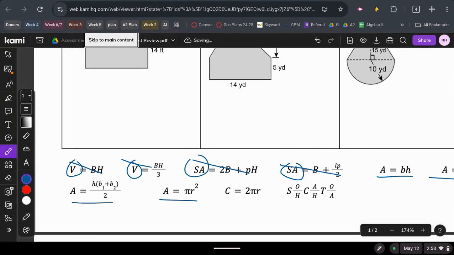I still need to update the test review. This is from last year. We're not going to use SOHCAHTOA in this test.